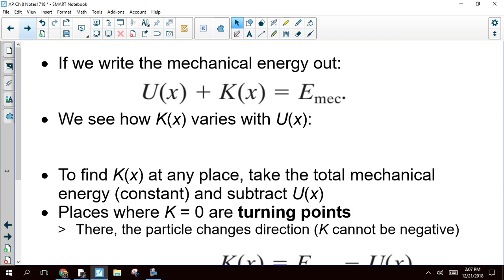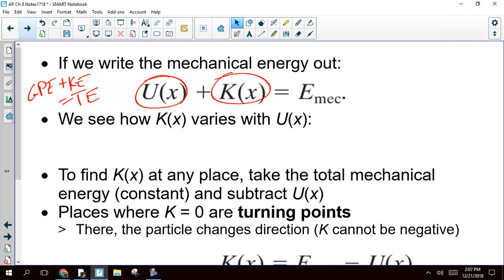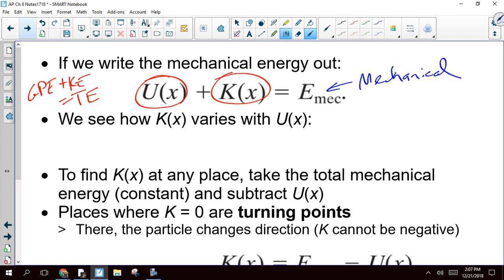Now, objects have more than one type of energy, right? We don't have just potential energy, we also have kinetic energy. So last year we would have written that GPE plus KE is TE. Well, a slightly more technical definition would be, instead of calling it total energy, to call it mechanical energy. Mechanical energy is understood to be the sum of kinetic energy plus potential energy. So we're going to replace TE with E mechanical.